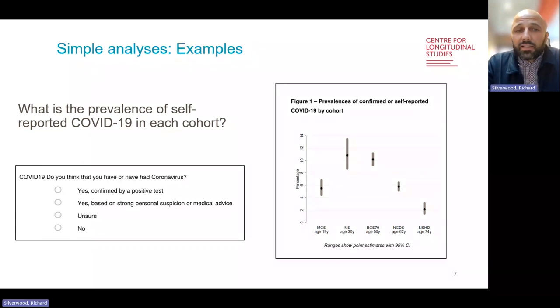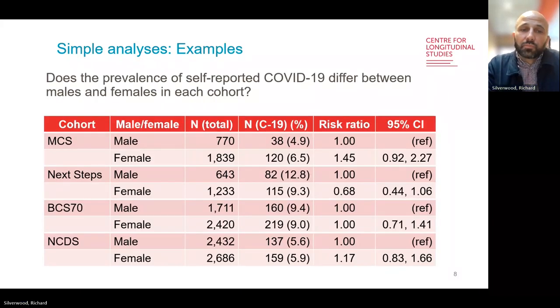So a slightly different question, what's the prevalence of self-reported COVID-19 in each cohort? Again, we had a question that was directly addressing this. Do you think that you have or have had coronavirus? Similar thing, we've calculated on the basis of that question the percentage of individuals within each cohort who are reporting that variable, constructed a 95% confidence interval, and here we're presenting those results graphically. So those are the simplest sorts of analyses.